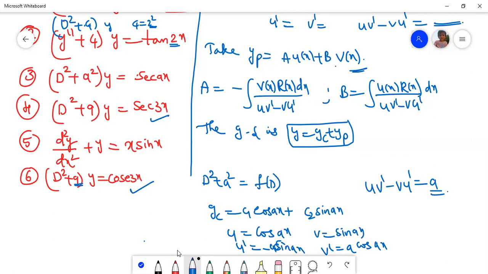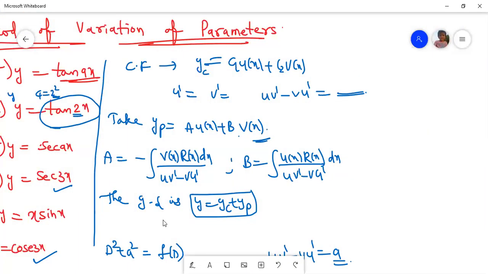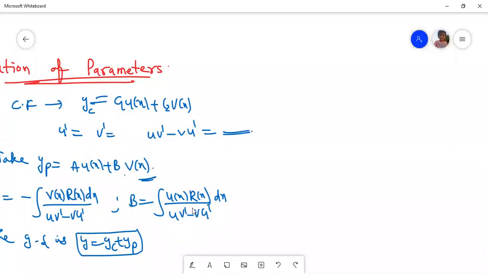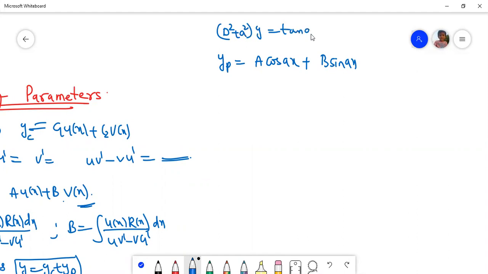But here, you feel it is a little bit tough in the tan 2x or tan ax case. I will discuss that method. Here I want to discuss only yp. In this, yp is equal to a cos ax plus b sin ax. It is for the equation d square plus a square into y is equal to tan ax.